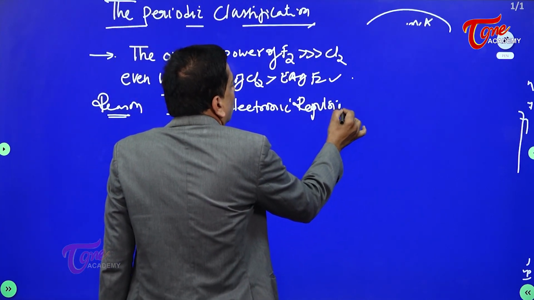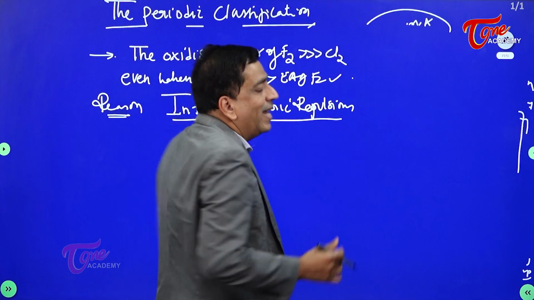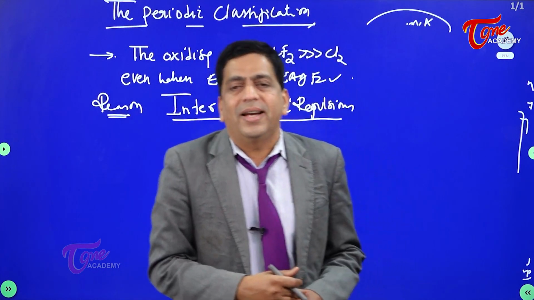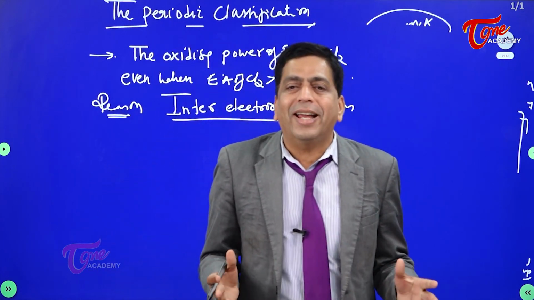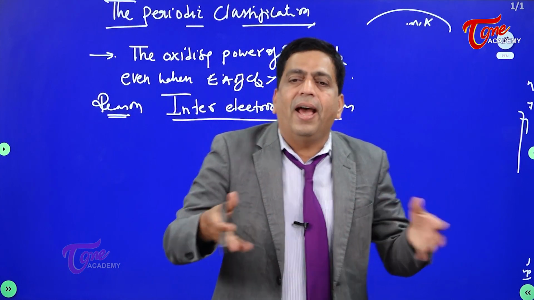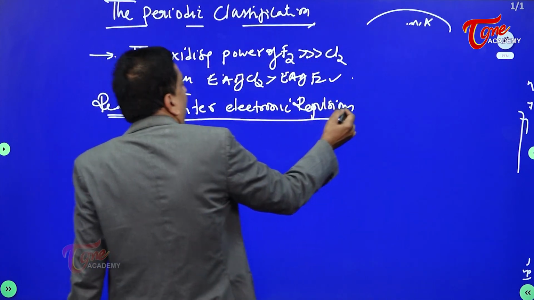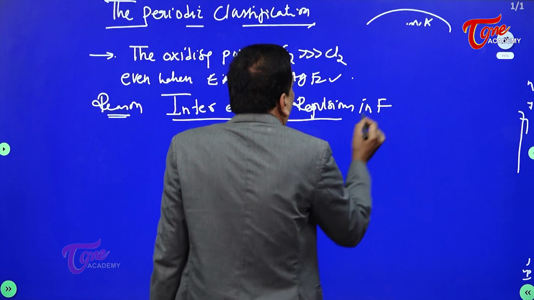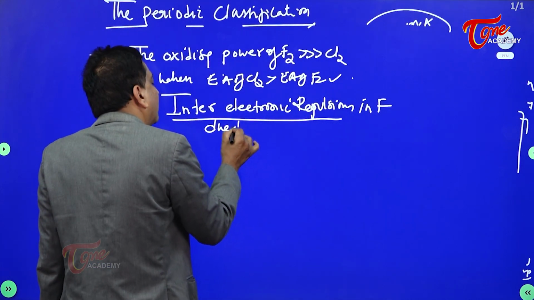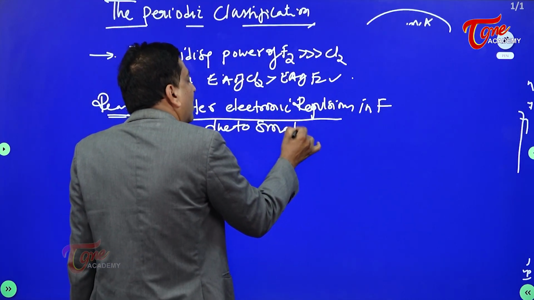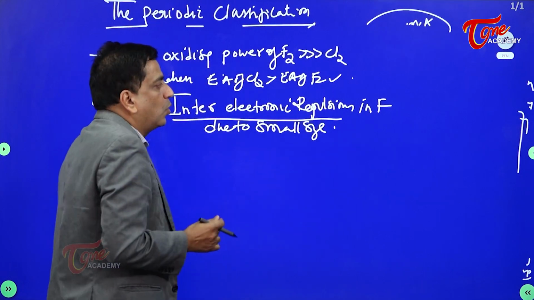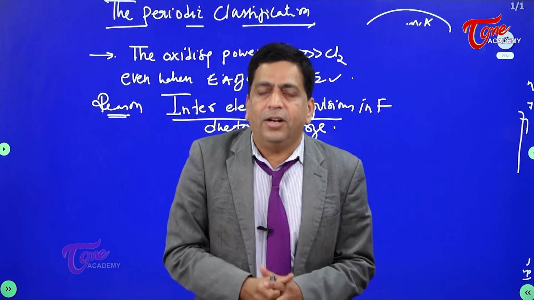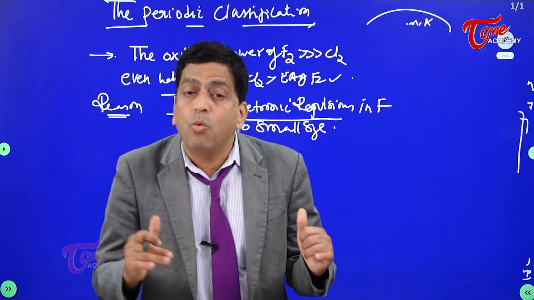Don't get confused. Earlier we were discussing inter-electronic repulsions. Now I'm basically telling about what? Inter-electronic repulsions. And that's again in fluorine, and that's again due to the small size.